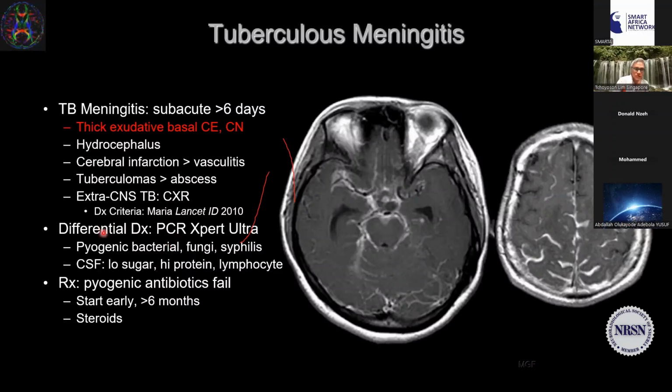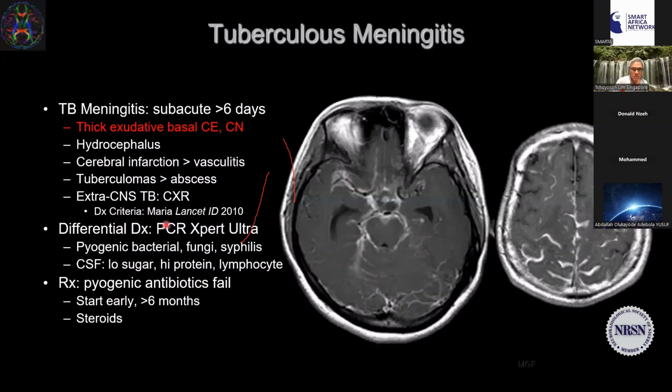For differential diagnosis of pathogenic bacteria, fungi, syphilis, the PCR methods have become widespread, and I'm glad to say less expensive. The PCR Xpert Ultra is available in many countries and can be very, very helpful in diagnosis. The reason we teach my residents to recognize TB with exudative contrast enhancement and hydrocephalus is because normal antibiotics treating pyogenic meningitis will fail in a patient with TB.